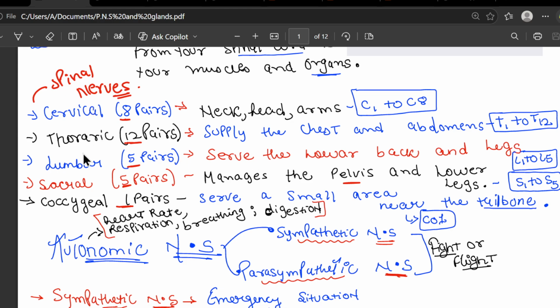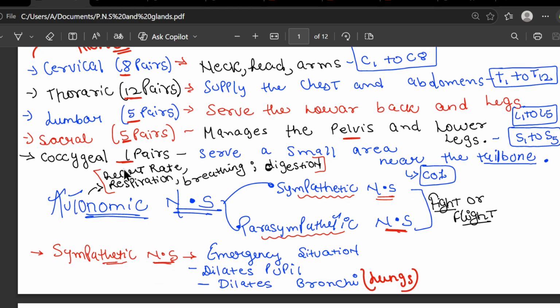And then you have thoracic, it has 12 pairs. Pairs means couple, right? Two things, and two things combined are one pair. So thoracic, 12 pairs. It supplies the chest and abdomen. Whatever the supply you get in your chest and in your abdomen is definitely because of thoracic.